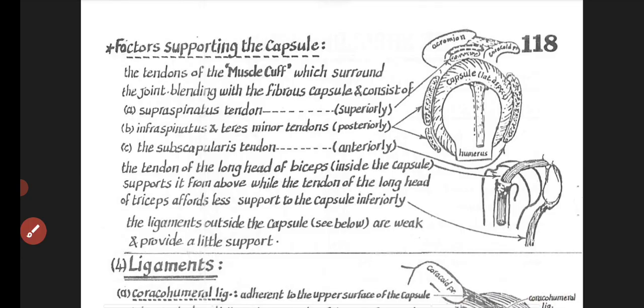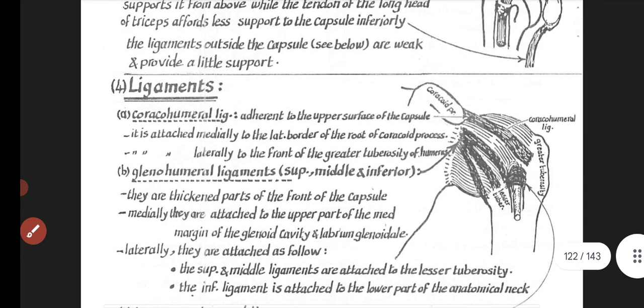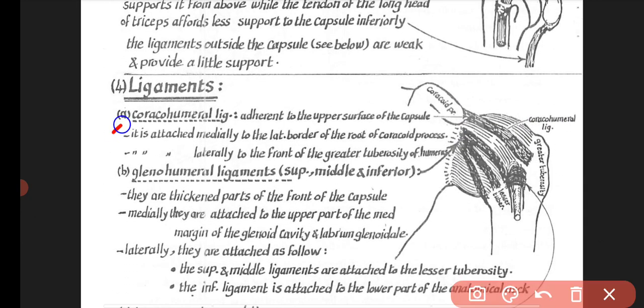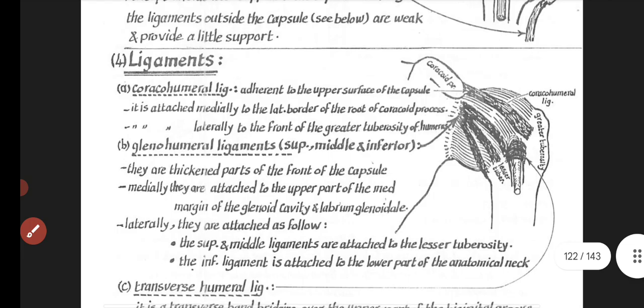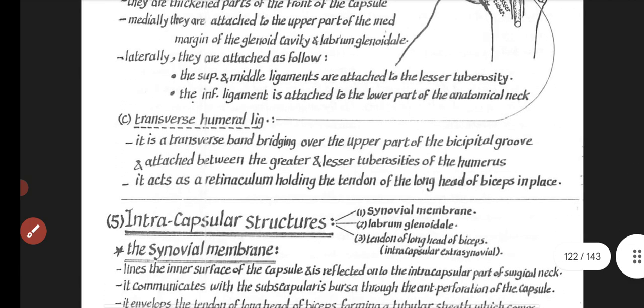Okay. The next one is the ligaments. The ligaments are the coracohumeral ligament and the glenohumeral ligaments. The glenohumeral ligaments lie as the superior, middle, and inferior glenohumeral ligaments, and there is also the transverse humeral ligament.